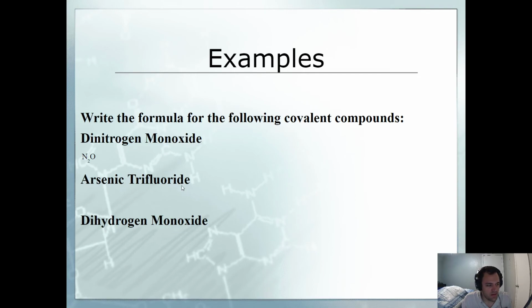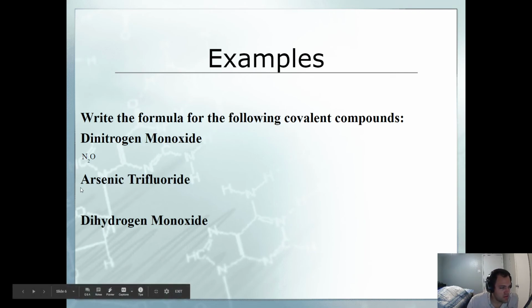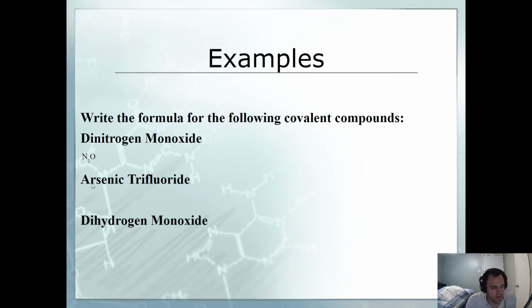Okay, the second one, arsenic trifluoride. You're going to go find arsenic on the periodic table. That's As. And then fluoride would be fluorine up here, F. So if there's no prefix for this first one, that means you for sure got just one of them. So you'd say As, and then trifluoride means you have three of the Fs. So it's AsF3.